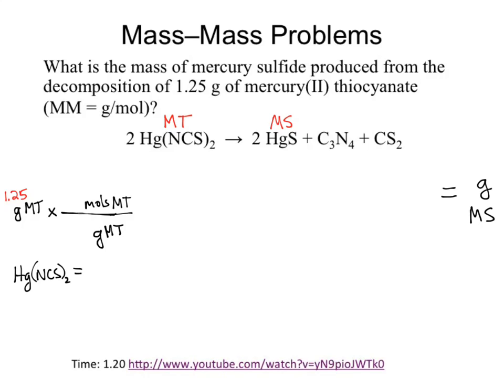So we would look up mercury. Mercury has a molecular weight of 200.59. I'm not going to put units in on this because it's going to be grams per mole all the way through it. What do we then add that to?